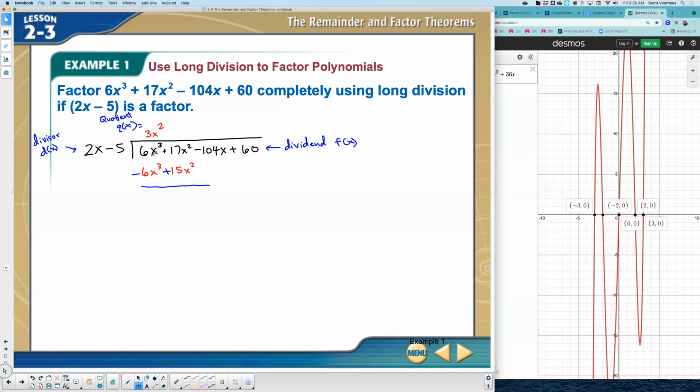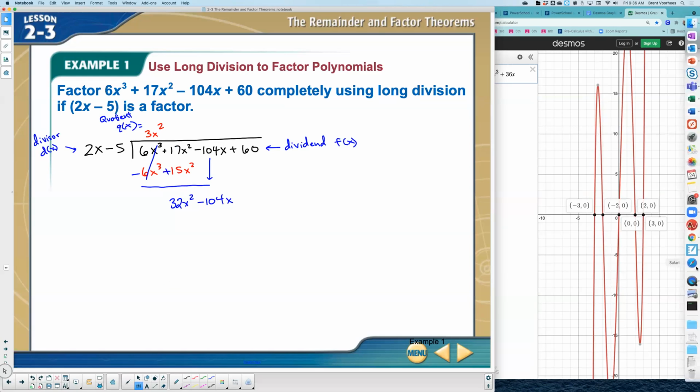They do the first one right every time. They're like, okay, that simplifies. But what students don't know to do is to switch the sign on the second term as well, which will drastically change my answer. So what is 17x squared plus 15x squared? 32x squared. I call that the fundamental rule of division. And now I'm going to drop down my next term, which is minus 104x.